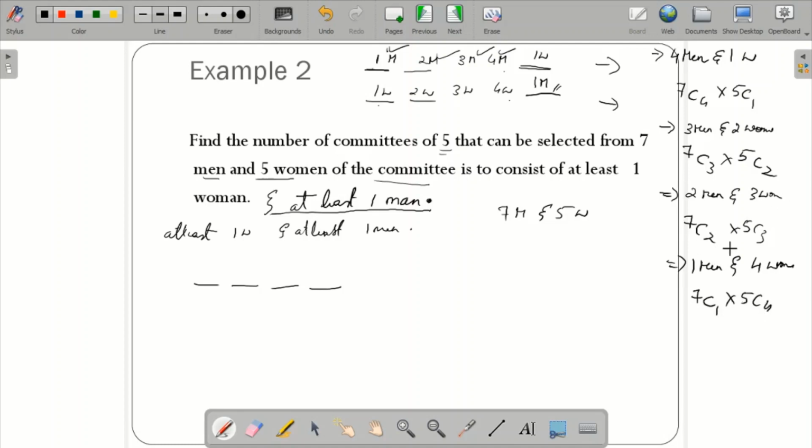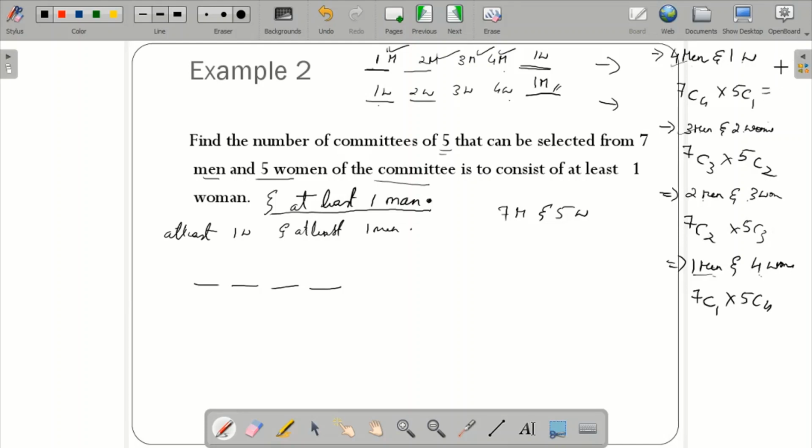Over here if you see, 4 plus 1 is 5, 2 plus 3 is 5, 3 plus 2 is 5, 4 plus 1 is 5. All the constraints are matched. Max men you can have is 4, next 3, next 2, and the minimum is 1. In the constraint for women also, max you can have 4, 3, 2, 1. All the conditions have been matched. So try to solve this and find the answer.